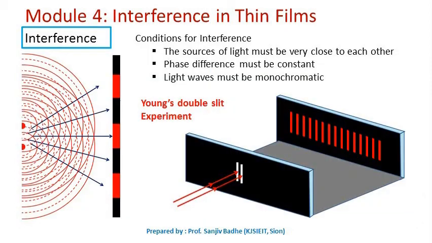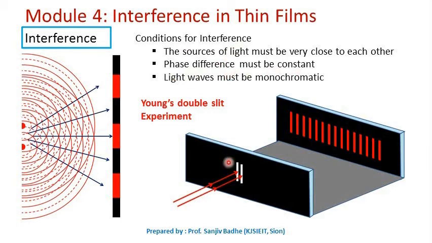In order to get an observable interference pattern on the screen, some conditions need to be followed. These conditions are: the sources of light must be very close to each other. If the sources of light are very close to each other, then only the waves will interfere with each other. If the sources are far apart from each other, there will be no superposition of waves and therefore there will be no interference. So sources of light must be very close to each other in order to get the interference pattern. The phase difference must be constant.